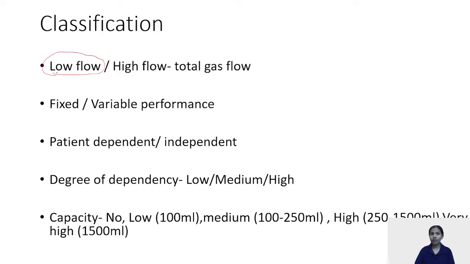As the name suggests, low flow devices would be those devices which give the fresh gas flow at a rate of around 5 to 8 liters per minute. Whereas when we talk about high flow, they can give around 15 liters per minute to even 60 to 70 liters of oxygen or fresh gas flow per minute.